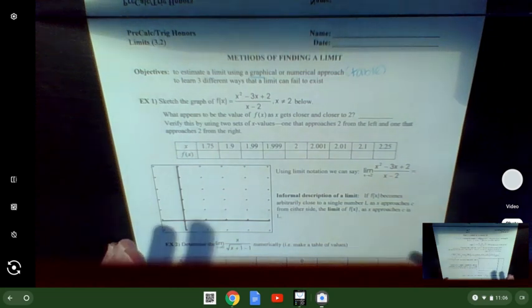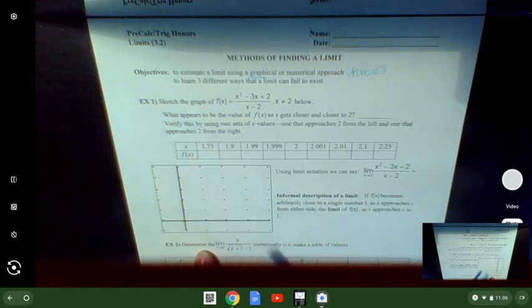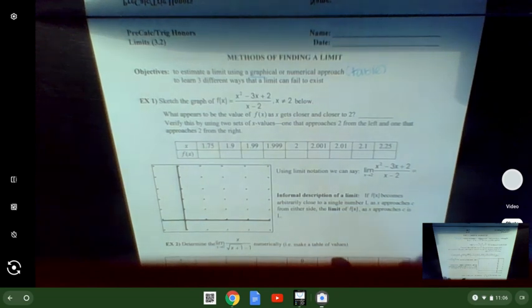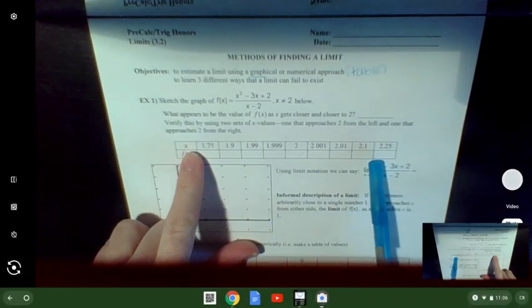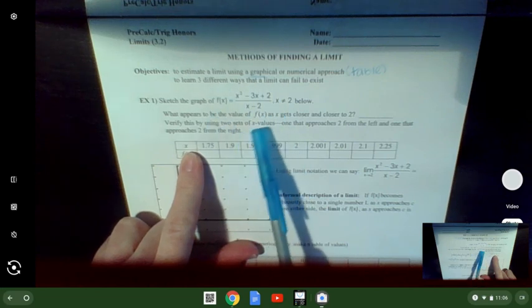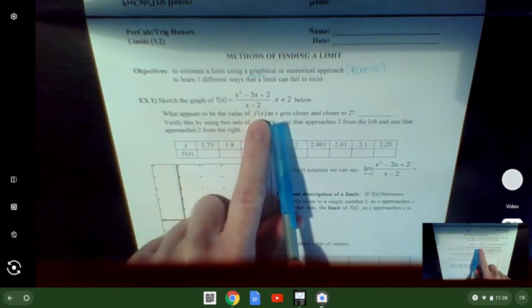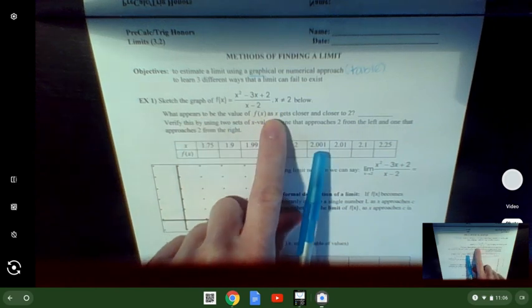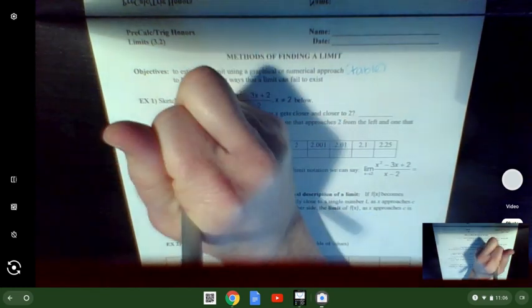So we're going to use the same idea, both numerically, the table approach, and graphically. We're going to make an estimation as to what is happening at a certain point based on what happened before that point and what happened after that point. So we are going to go with the numeric or the table route first. I've already put this rational function into my graphing calculator, so if you need to, pause and go ahead and put this in your graphing calculator. And we want to know what appears to be the value of the function as x gets closer and closer to 2. Now, here's the key word: appears.